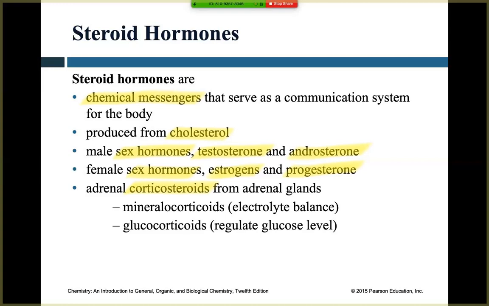Other times, depending on the structure, they're responsible for keeping electrolyte balance. If your potassium, sodium and calcium levels are off, you can end up in disease states, and this helps keep things under control. And then also glucocorticosteroids. These are used to help regulate glucose levels. So not necessarily insulin, but things that would be part of that pathway of regulating glucose levels in the blood and inside cells.